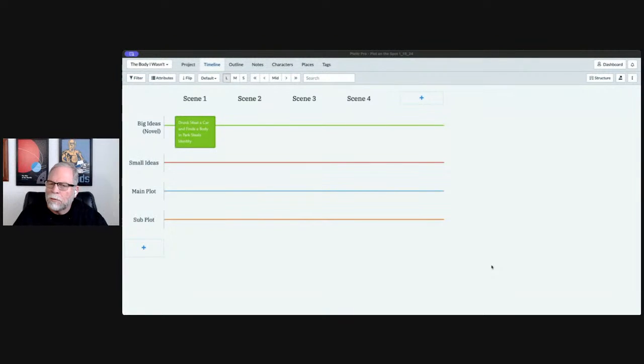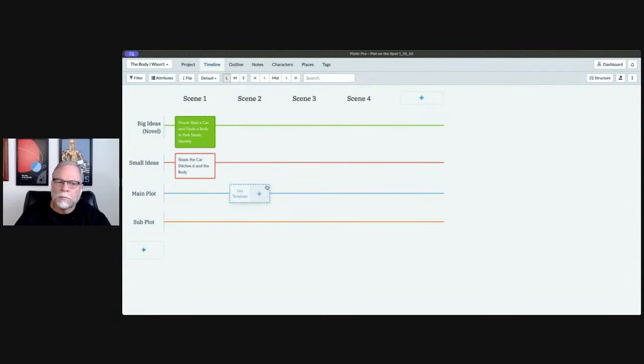And what's going to be the theme? What's going to be the tone of it? The person who steals the car dumps the body and the drunk finds it. That is the first thing. Yes. So the person steals the car, ditches it and the body. Okay. We're not going to add much more than that at this point. For the small ideas, we're just going to add quick sentences.